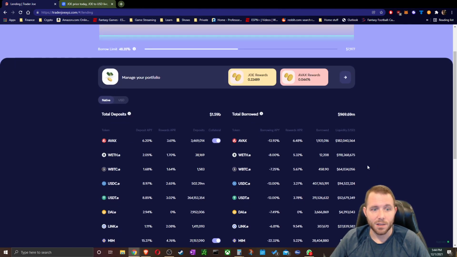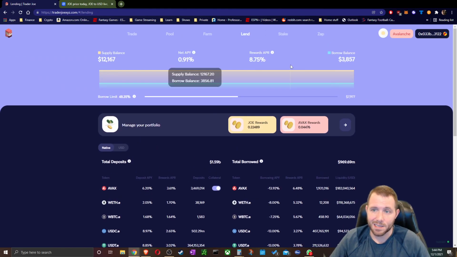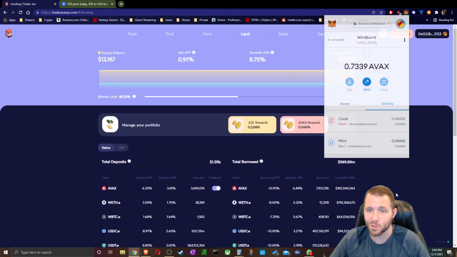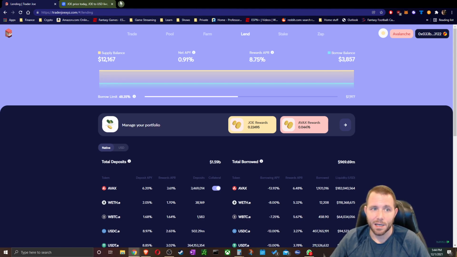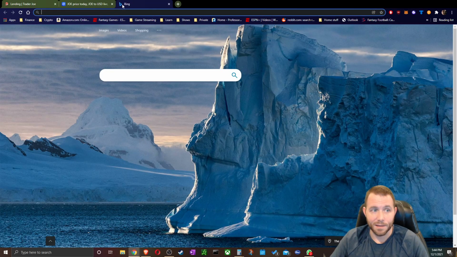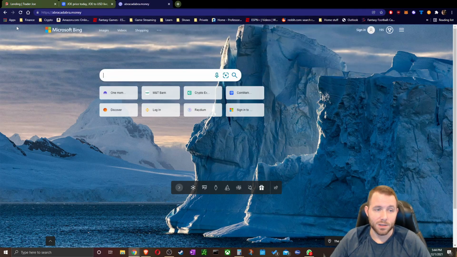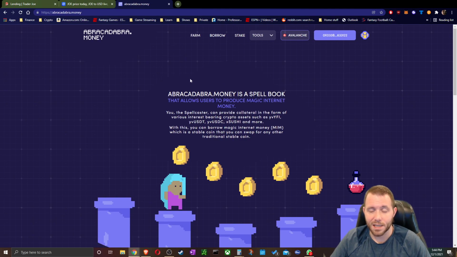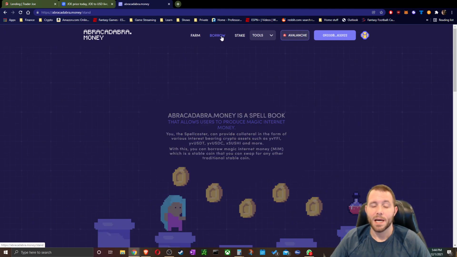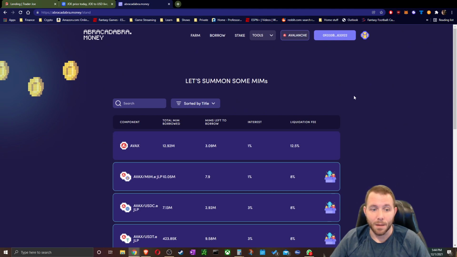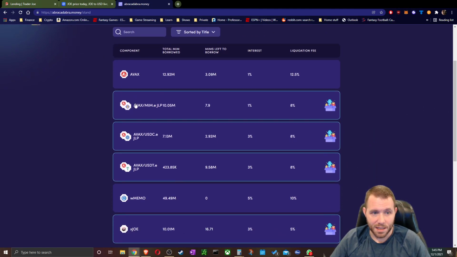There's different stuff you can combine this with. Other websites, anything, because anything that connects to your AVAX wallet, you can combine different strategies with. For example, there's this place called Abracadabra Money, and we're not going to get into this, but it connects to the Avalanche wallet, and you can do the same thing here. You can deposit certain tokens and use them as collateral. And then you can borrow MIM against it.